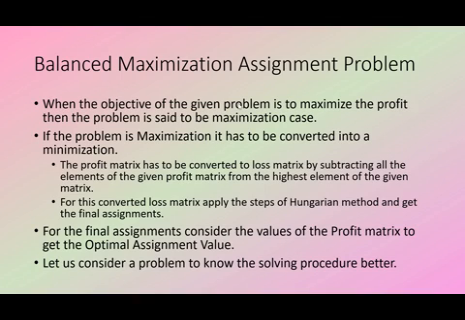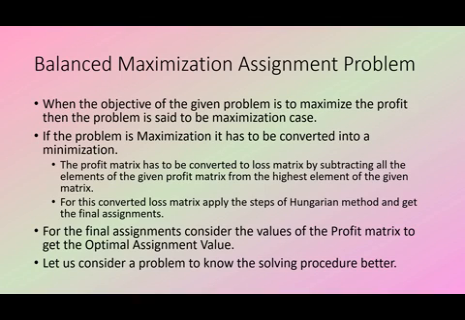So the next type of problem that we would be dealing with is a balanced maximization assignment problem. First, we saw the balanced minimization case. Then we saw the unbalanced minimization case. Now we are seeing the balanced maximization case. So how do we identify the maximization case problem? When the objective of the given problem is to maximize the profit.